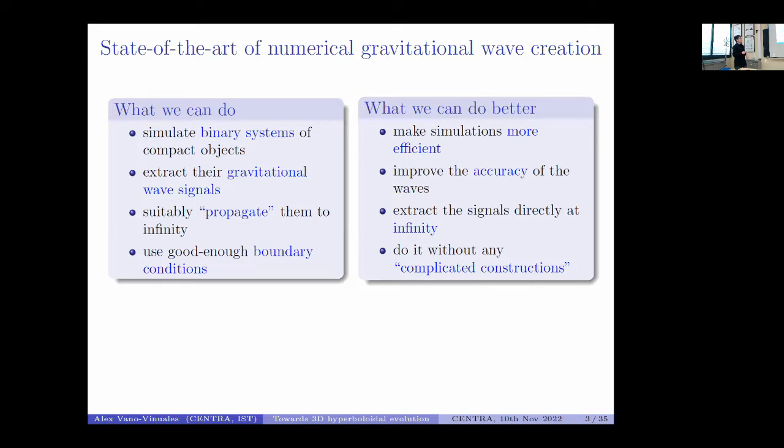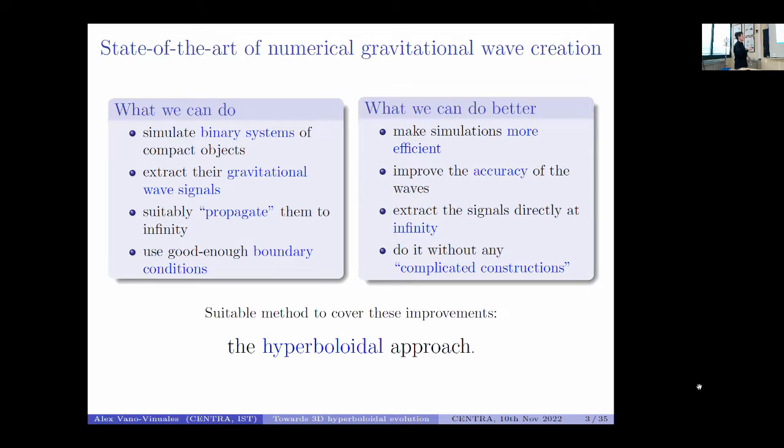Something rather complicated that numerical relativity codes have, and other codes in other areas of physics, is boundary conditions. So how do you impose conditions? You need to let your signals go out, but also account for what should be coming in. And that is something difficult to deal with. Can we do that without any complicated constructions? I'm going to try to convince you that there is an approach that can solve most of these problems, if not all, and that is the hyperboloidal approach, which some of you may already have heard about.